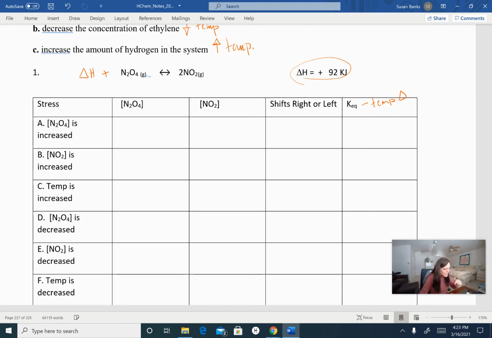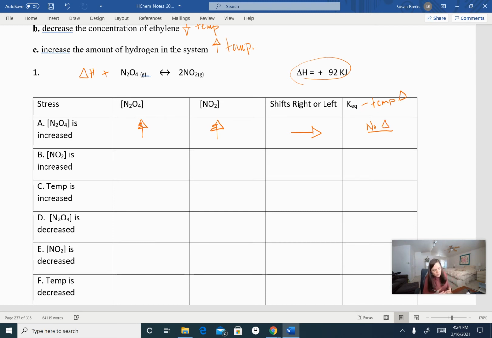So if I increase my dinitrogen tetraoxide, of course that's going to increase. So that is going to make things shift to the right. So I'm going to shift right. So if I shift right, what does that do to my nitrogen dioxide concentration? It also is going to increase. Okay. Does my K change? No, because I have not changed the temperature. So that is a no change.